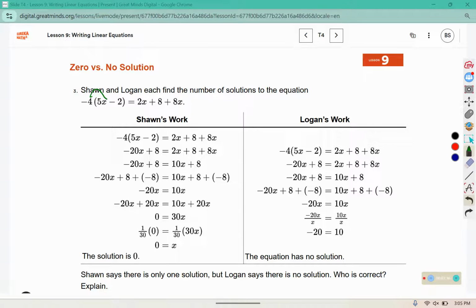Negative 4 times 5x is negative 20. Negative 4 times negative 2 is positive 8. And on the right-hand side, they have 2x plus 8 plus 8x. So in this row, so far, they are both correct. Then they combined 2x and 8x to get 10x. So they are both correct here.